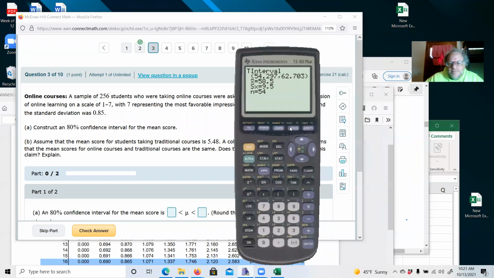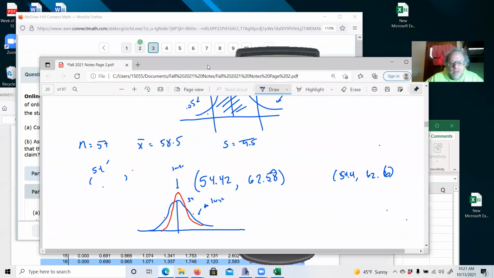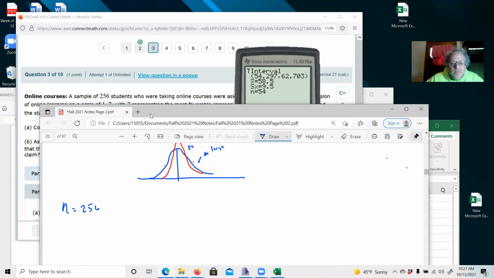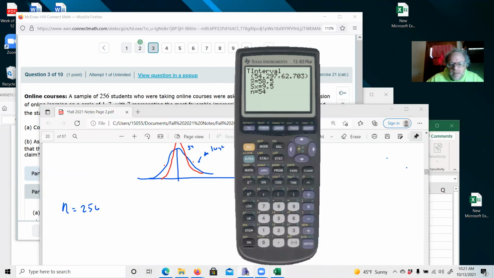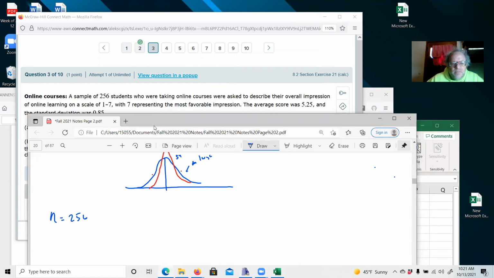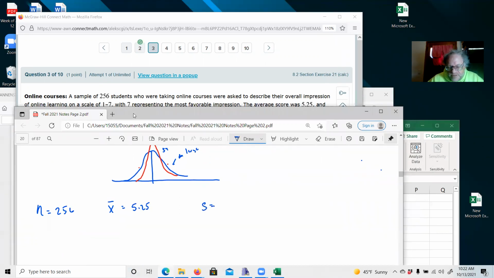So let's go ahead and take a look at what that's going to look like. What's our sample size? We had 256. And their average score was 5.25, so x bar is 5.25. Our standard deviation was 0.85, so our s is 0.85.